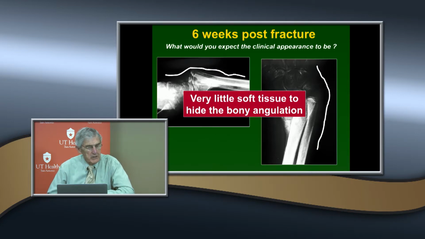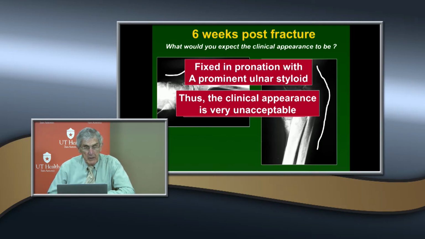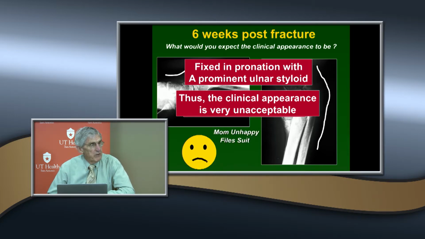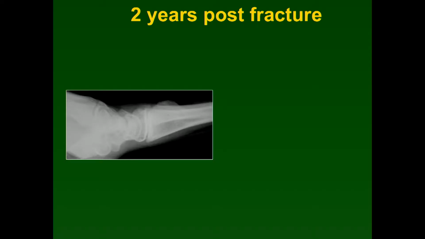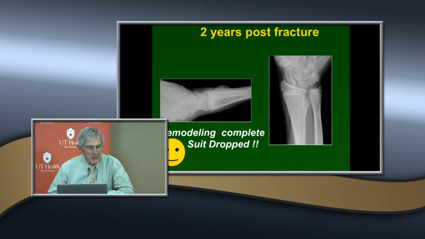And then unfortunately, there's very little soft tissue to hide the bony angulation. If it was dorsally displaced, you have a lot of soft tissue that will hide some of the angulation. But if it's volarly displaced, you don't have anything to hide it. And so the clinical appearance was very unacceptable, and he was fixed in pronation with a prominent ulnar styloid, and the mother was very unhappy, so she filed a suit. So it takes 2 years before the suit gets to court in many places like this. What's happened? It's remodeled. It's remodeled, yes, very much so. The remodeling was complete, and so the mother didn't have a suit, and her lawyer told her better drop it.